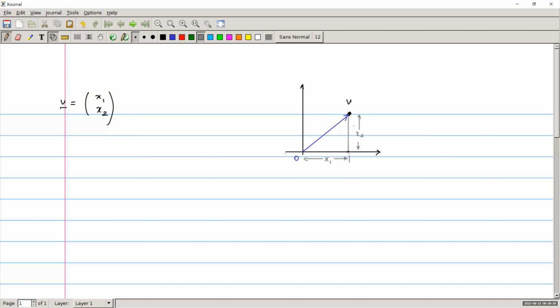Any questions? Yeah. The origin is always the 0 point.